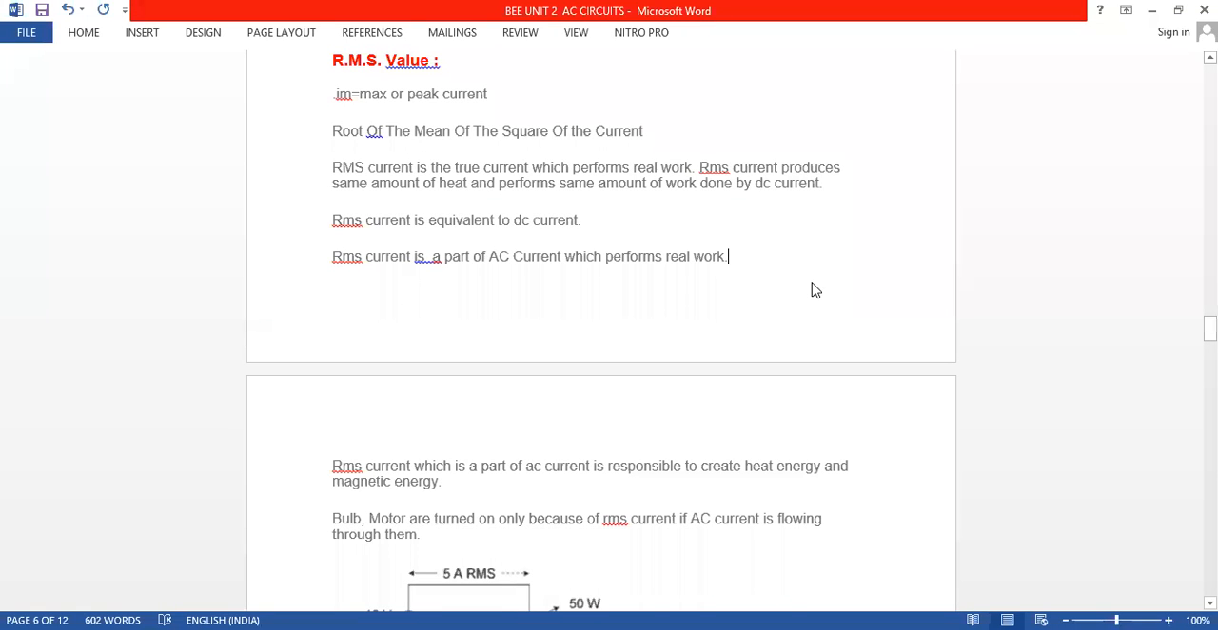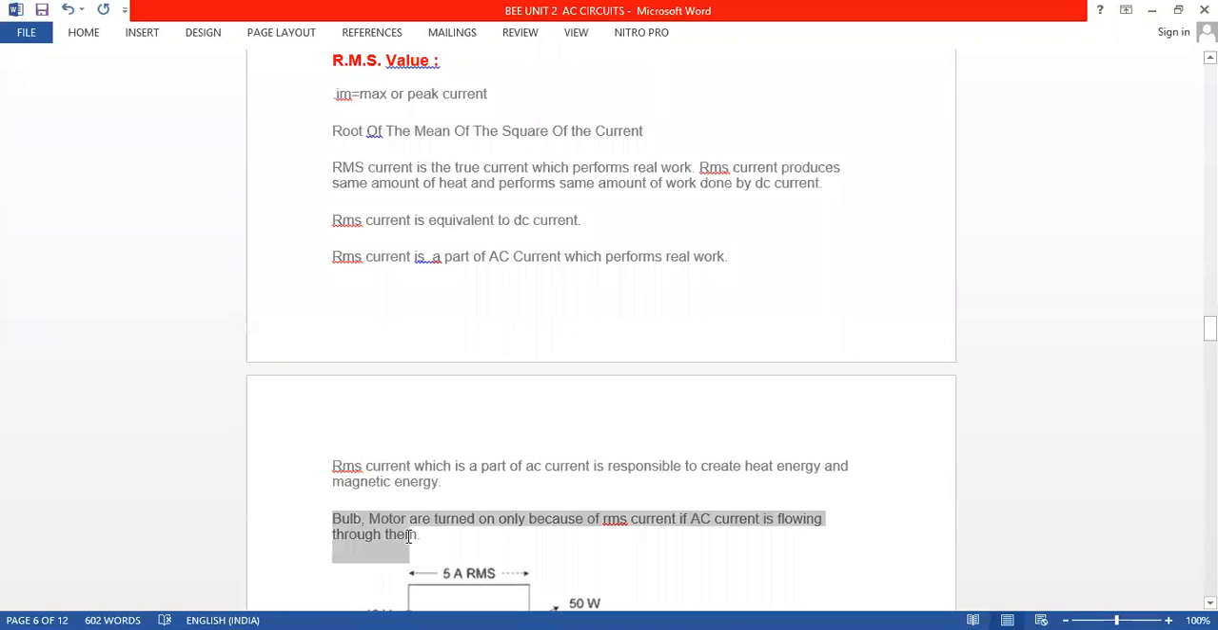We have studied peak current, peak to peak current, instantaneous current, average current. What is the use of all these currents? Are all these currents doing the real work? No. What do you mean by the word real work? Real work means if I am passing the AC current, the bulb is on or not. If the bulb is on, then we say that current is doing the real work. So RMS current is a part of AC current which performs the real work.